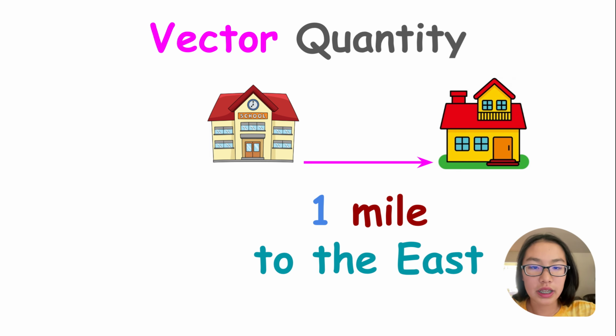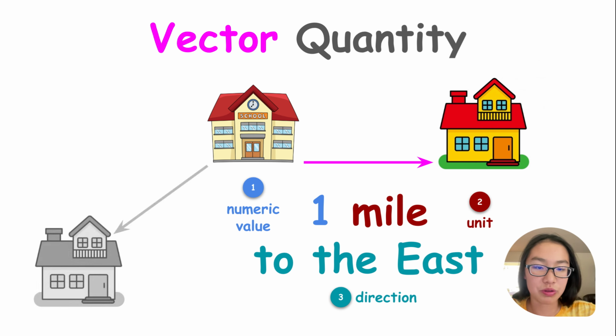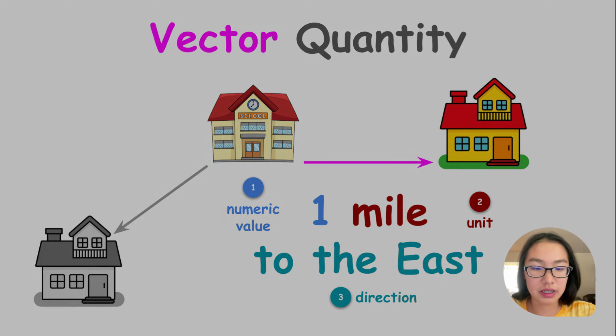Like any scalar quantity, it has the magnitude, which consists of 1. The numeric value, and 2. The unit. In addition, a vector quantity also includes a direction component, specifying where the magnitude points. This additional information is important because it avoids confusion with another house also located 1 mile from the school, but in a different direction. The direction component of a vector quantity ensures that we precisely describe not just how much, but also where the quantity is oriented in space.